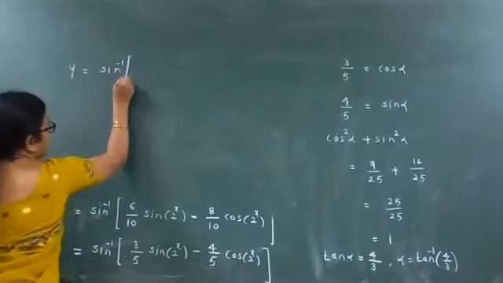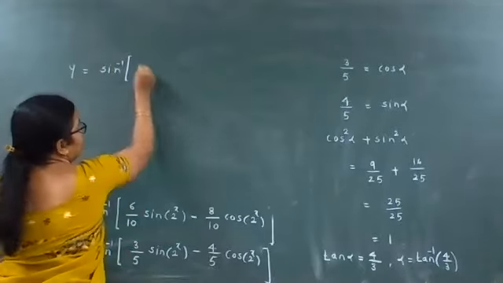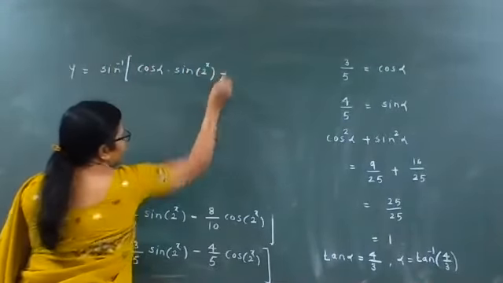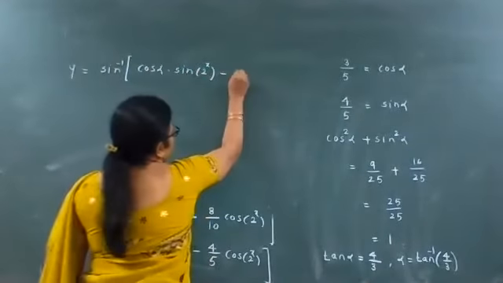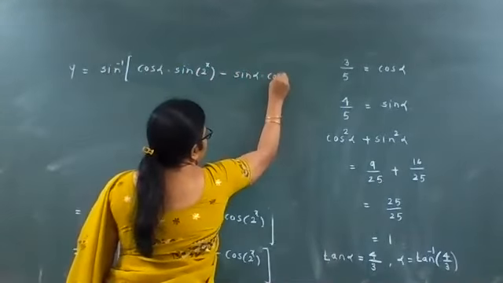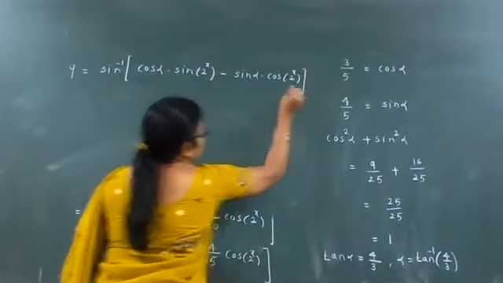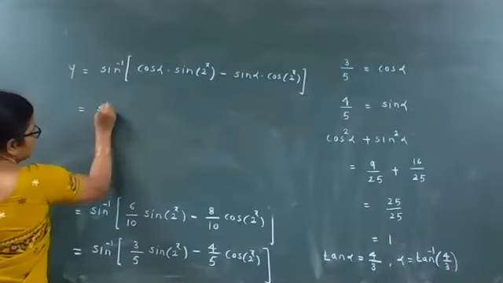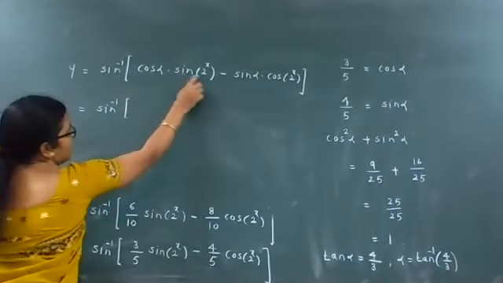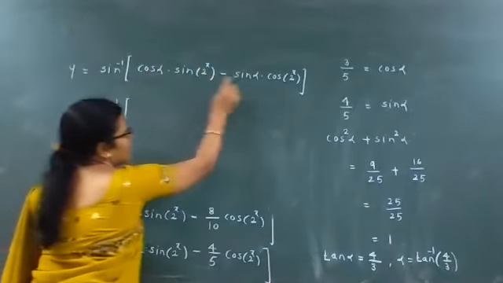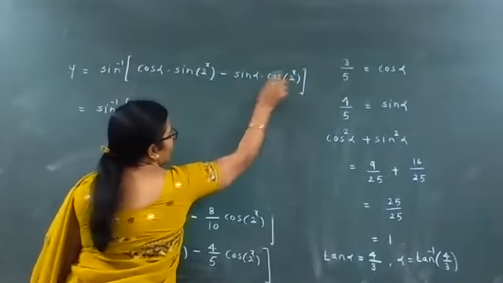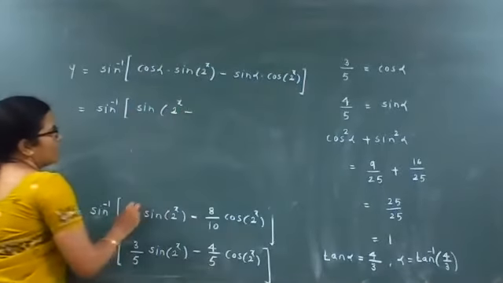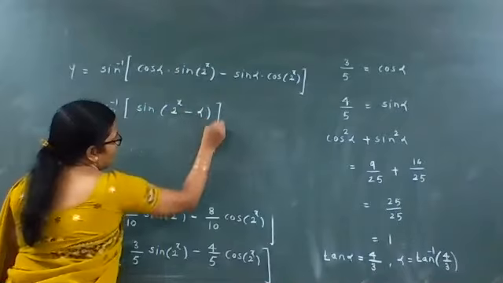Sin inverse of 3 upon 5, we are taking cos alpha, minus, now bracket, it is addition formula for sine ratio. Sin 2 raised to x into cos alpha minus cos 2 raised to x into sin alpha. So I can take this as sin of 2 raised to x minus alpha.